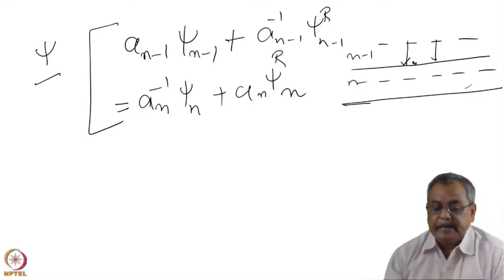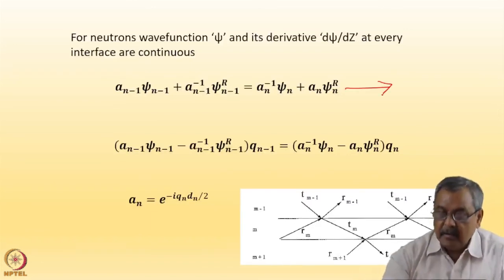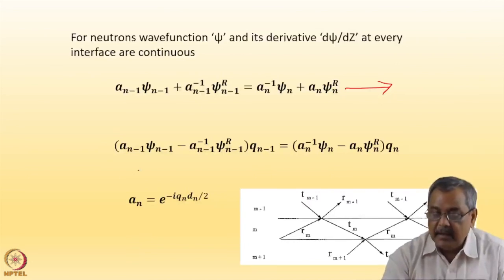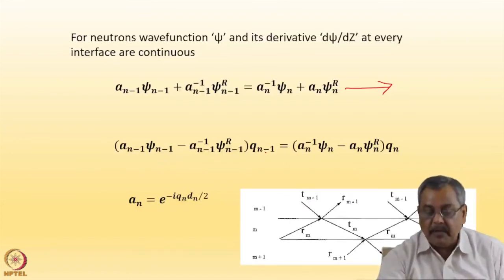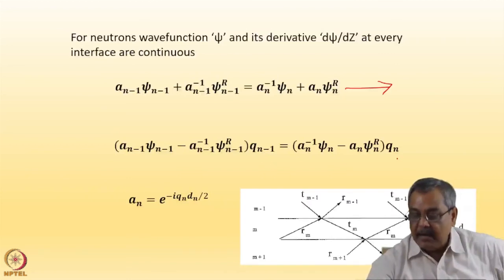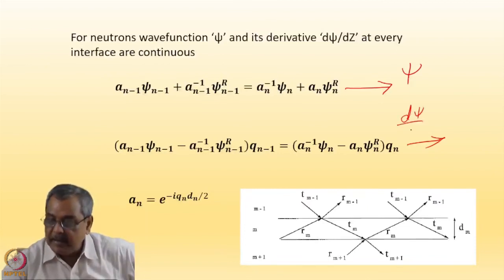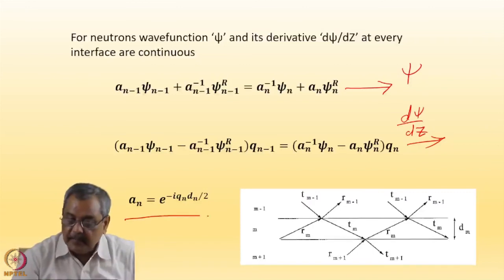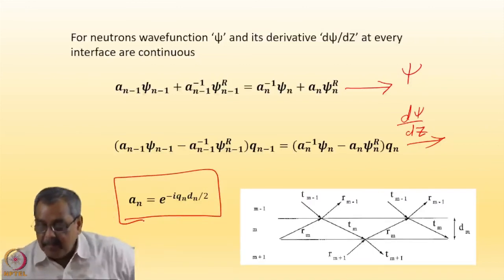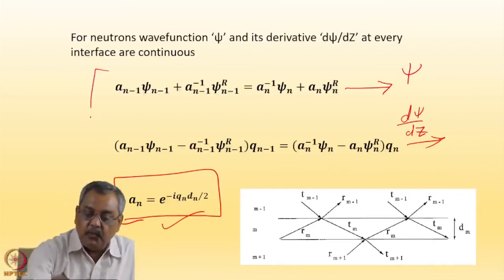So this is for equality of psi. The equality of d psi by dz, just differentiating once, I get from here a n minus 1 psi n minus 1 into q n minus 1, because e to the power I q n minus 1 z gives you I q n minus 1, and it gives q n. So this is from psi. This is from the equality of d psi by dz, where this phase factor basically takes care of propagating the beam from the center of the medium to the interfaces. So with this I got two equations.